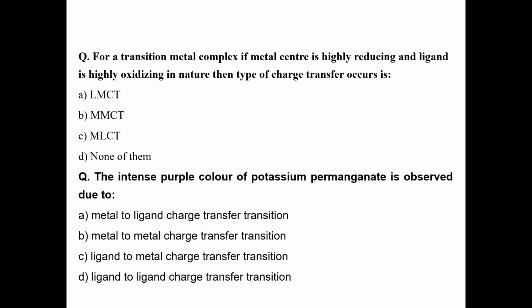For a transition metal complex, if the metal center is highly reducing and the ligand is highly oxidizing in nature, then this type of charge transfer occurs. So highly reducing means, what does that mean? It should have a low oxidation state or high oxidation state. It is losing the electrons. And the ligand is highly oxidizing in nature, that means it can easily accept. So metal to ligand charge transfer can take place here.